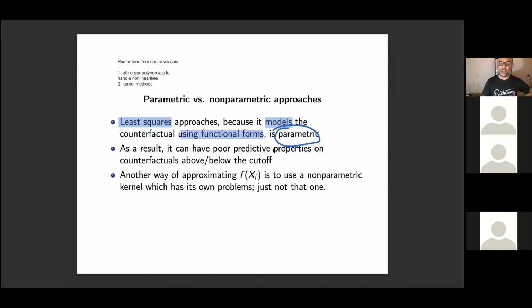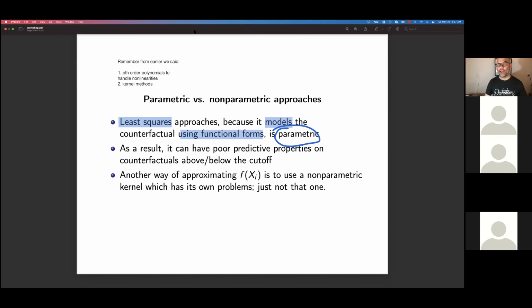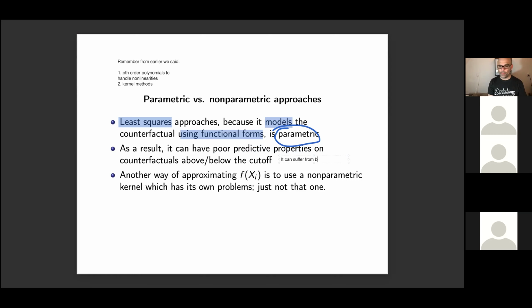But because it's parametric, because it uses functional forms, it actually has poor predictive properties on counterfactuals if those functional forms are incorrect. So it can suffer from bias because it is parametric if the functional form is misspecified, right? So another way of doing it is to use a non-parametric kernel. It has its own problems, just not that problem.